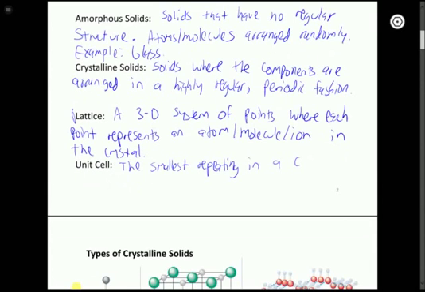And more specifically, it's the smallest unit where we can generate the lattice by translating it in all three directions. So we take our unit cell, we translate it in the x, y, and z directions, and that generates the lattice. So the lattice is generated by translating the unit cell in all three directions.